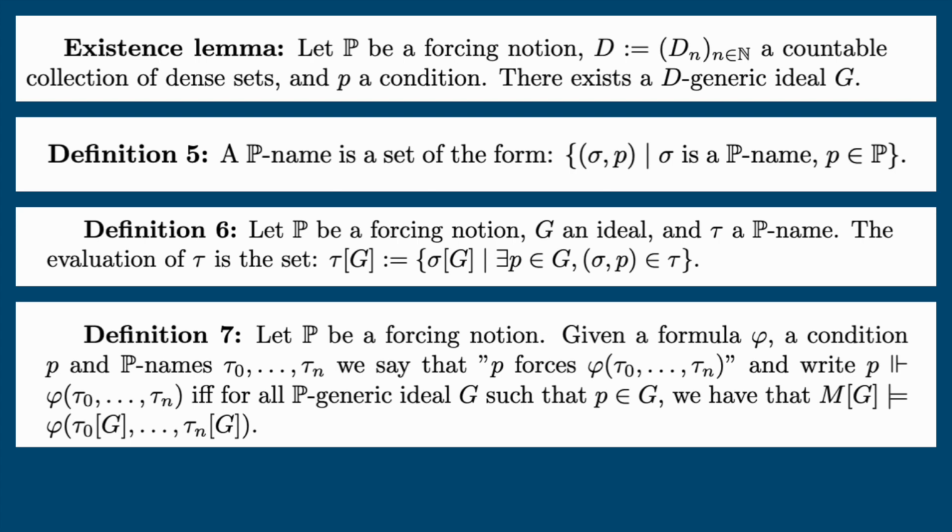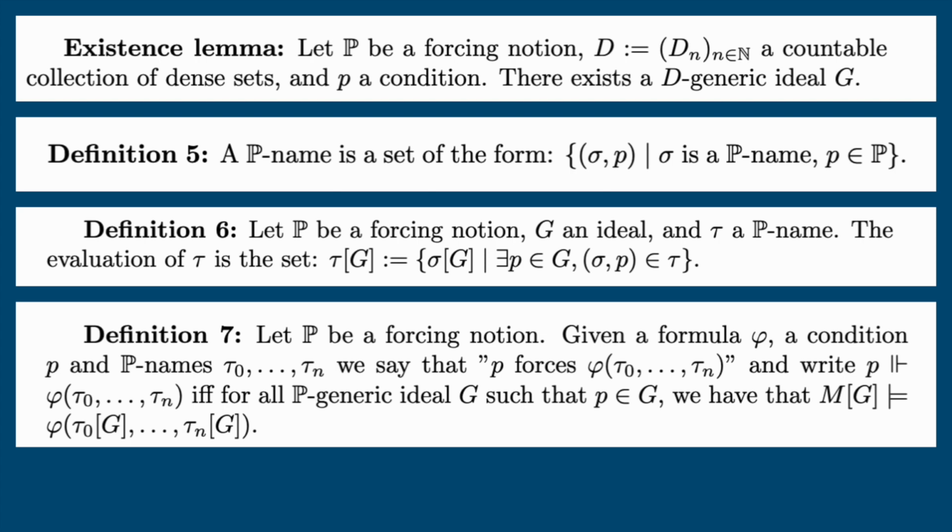The most important part here is, as mentioned previously, the term ideal in the context of forcing should be considered as a filter. So a D-generic filter G is a collection of conditions from our forcing notion P that meets every dense set in the family D. What this is saying is that for every dense set D sub n, there is at least one condition from G in D sub n.